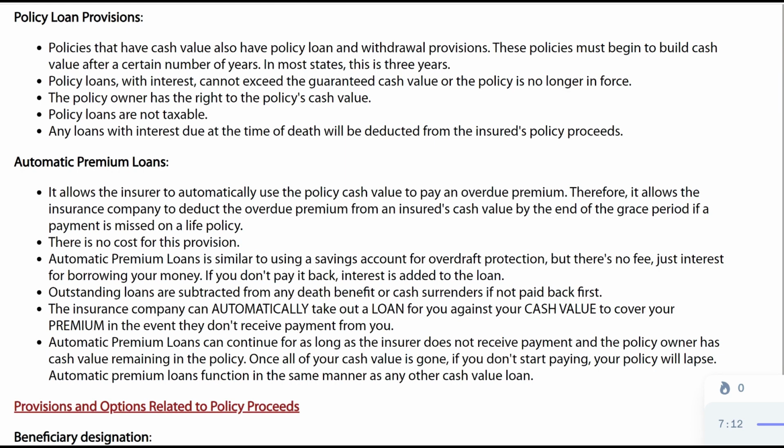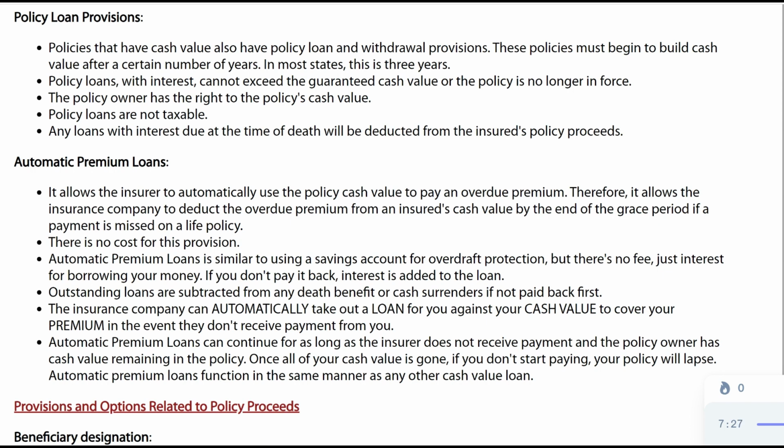Automatic premium loans. It allows the insurer to automatically use the policy cash value to pay an overdue premium. Therefore, it allows the insurance company to deduct the overdue premium from an insured's cash value by the end of the grace period if a payment is missed on a life policy. There is no cost for this provision.